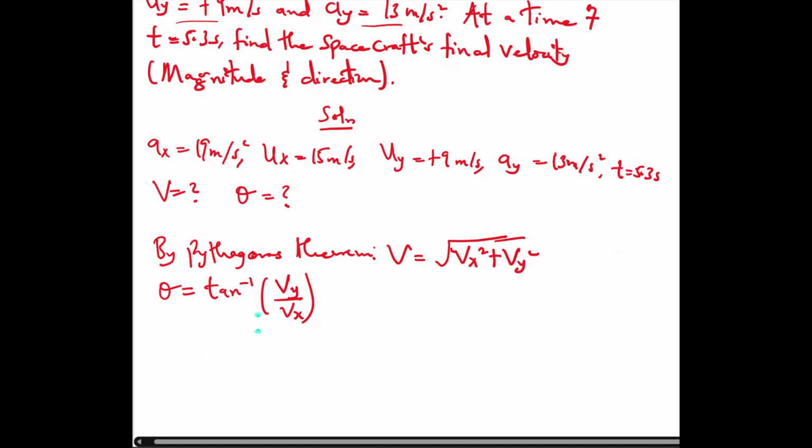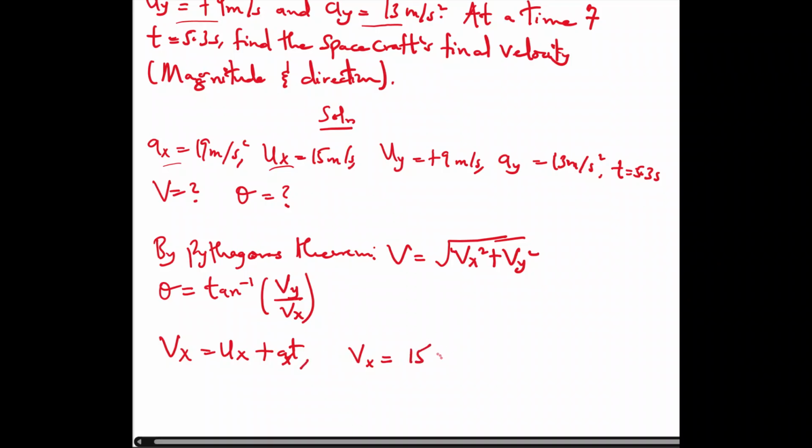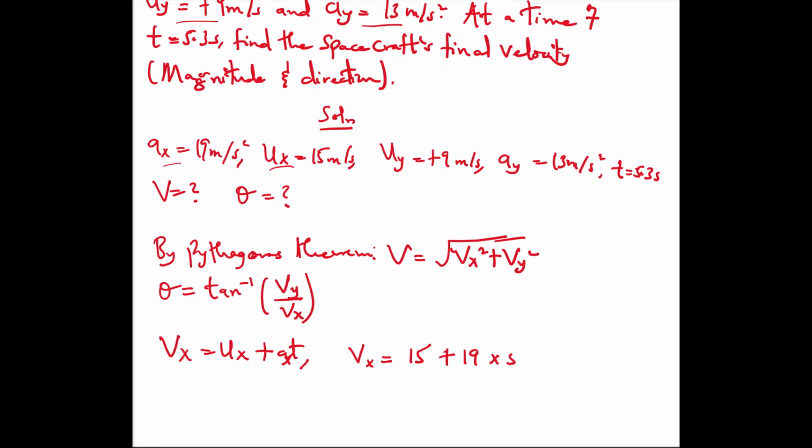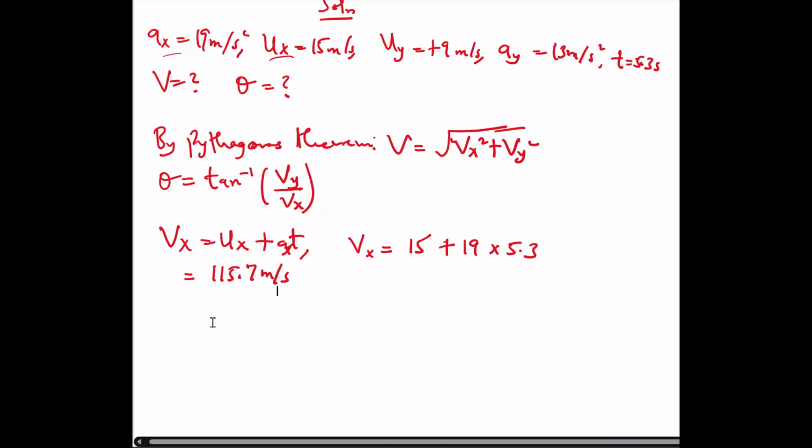So now let's find the x component first. Since we are given ax, ux, and the time, the proper formula to use will be v equals u plus at. So that will be vx equals ux plus axt. So vx equals 15 plus 19 times 5.3, okay. If we multiply that together, we should get 115.7 meters per second.